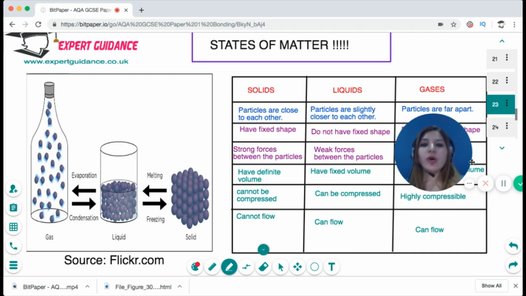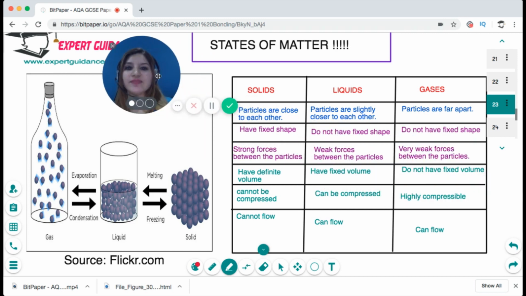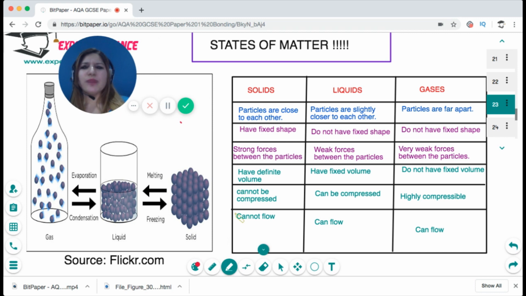Okay, so I hope all these types of bonding with their properties are clear to you. Now, there are 3 states of matter, which are in your syllabus. I think you must have remembered from your key stages. Particles in solids are closer together, have fixed shape, strong forces between the particles, definite volume, cannot be compressed and cannot flow. On the other hand, liquids are slightly further apart, do not have fixed shape, there are weak forces between the particles, have fixed volume, can be compressed slightly and can flow. And gases, the particles are far apart, do not have fixed shape, they have weak intermolecular forces, do not have fixed volume, are highly compressible, and can flow.